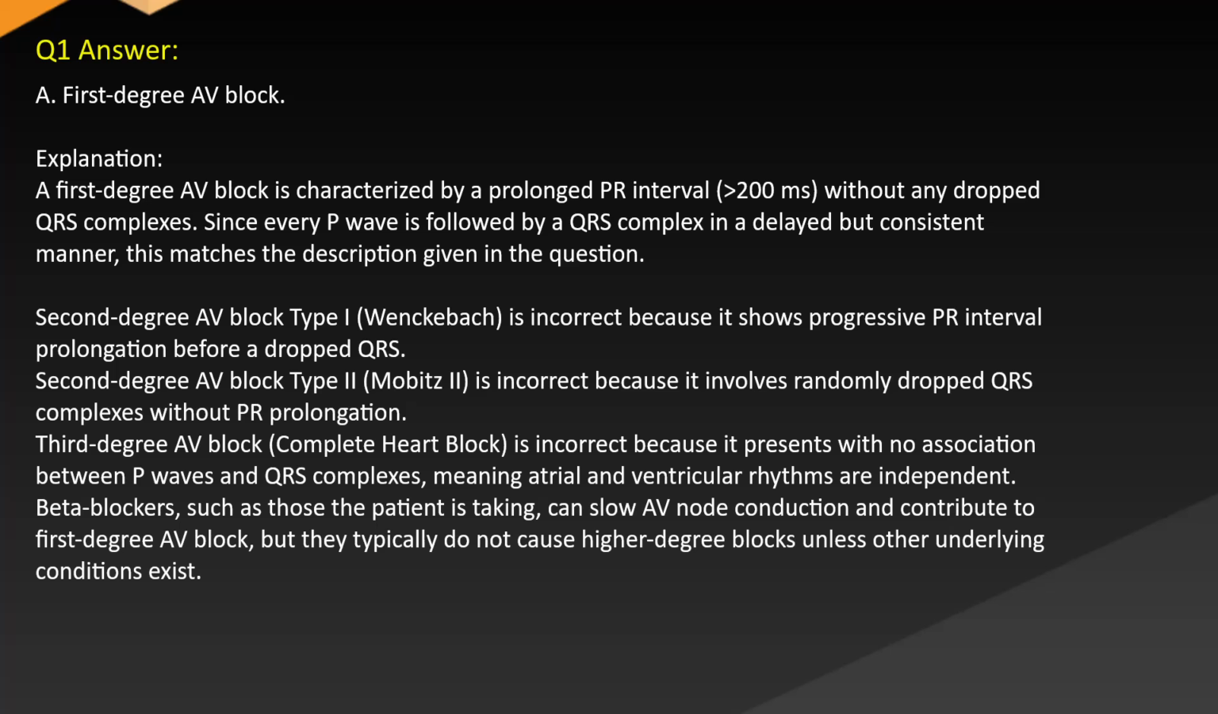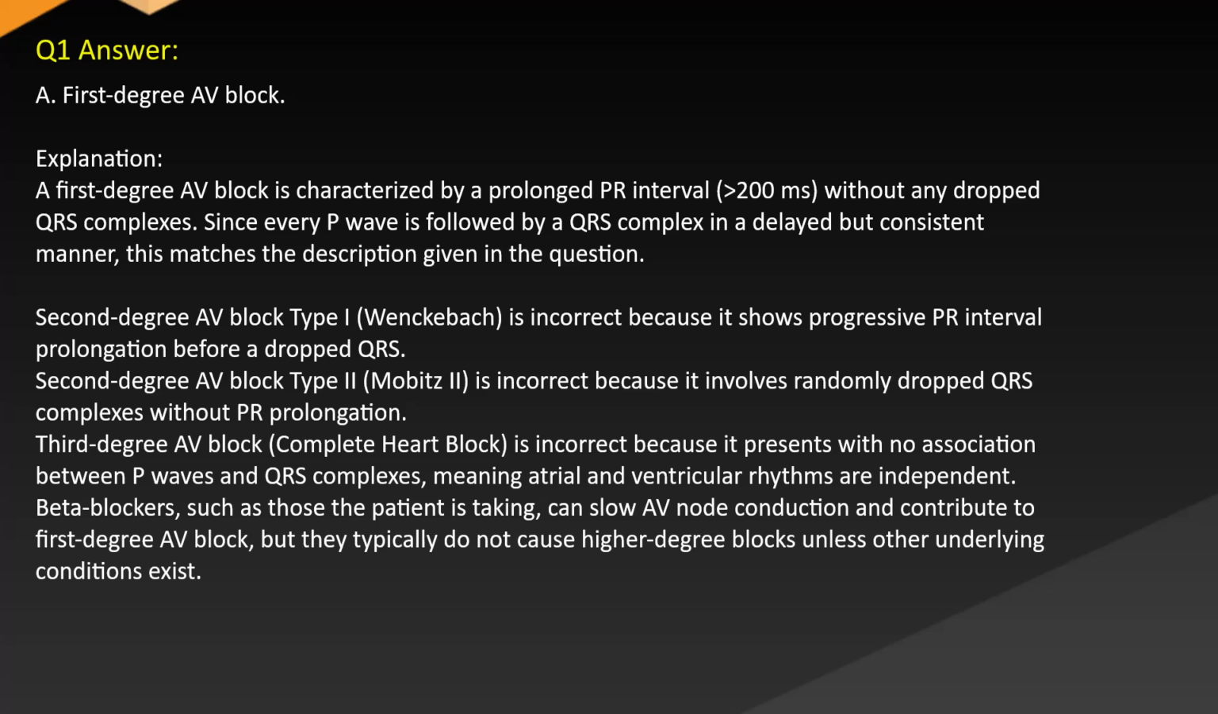Second degree AV block type I, Wenckebach, is incorrect because it shows progressive PR interval prolongation before a dropped QRS complex. Second degree block type II is incorrect because it involves randomly dropped QRS complexes without prolongation. Third degree AV block, complete heart block, is incorrect because it presents with no association between P waves and QRS complexes, meaning atrial and ventricular rhythms are independent.